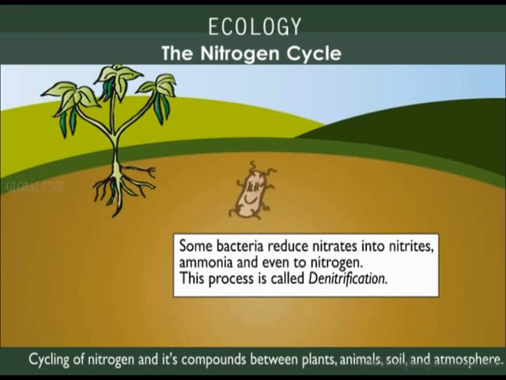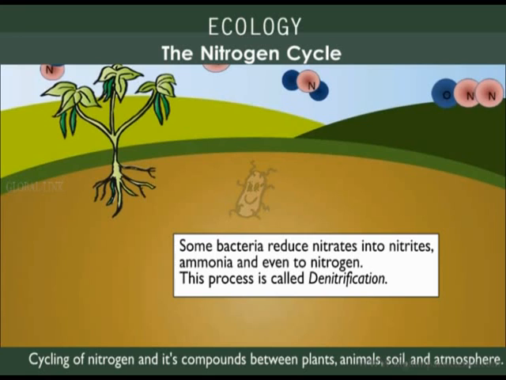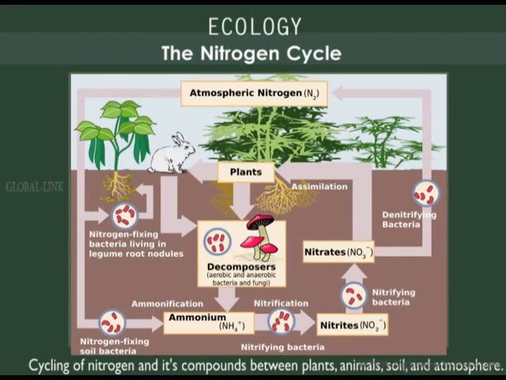Some soil microorganisms reduce nitrates into nitrites, ammonia, and even nitrogen gas, which are not useful to plants. This process is called denitrification and returns nitrogen into the atmosphere. Here is a schematic diagram illustrating the nitrogen cycle.